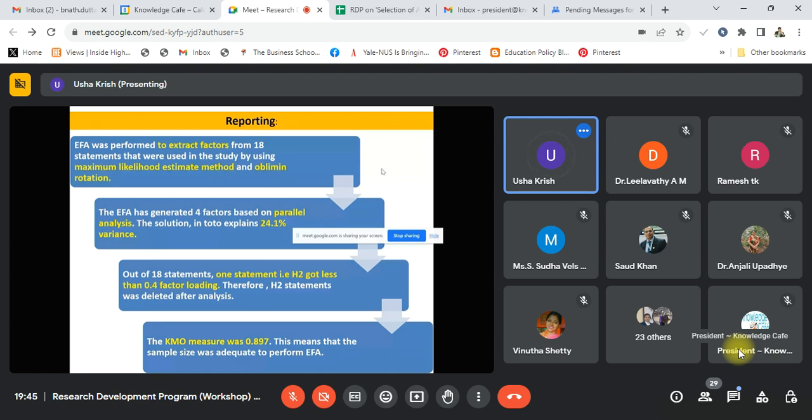The KMO measure is 0.897. This means that the sample size is adequate to perform EFA. These are the 4 points you're going to write it after doing so much of calculation. This is about EFA.